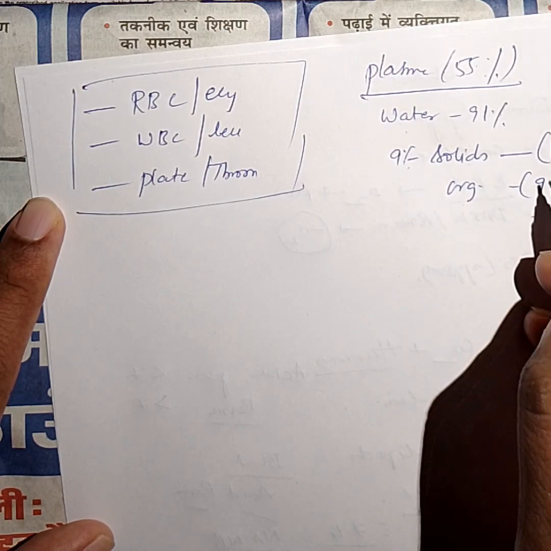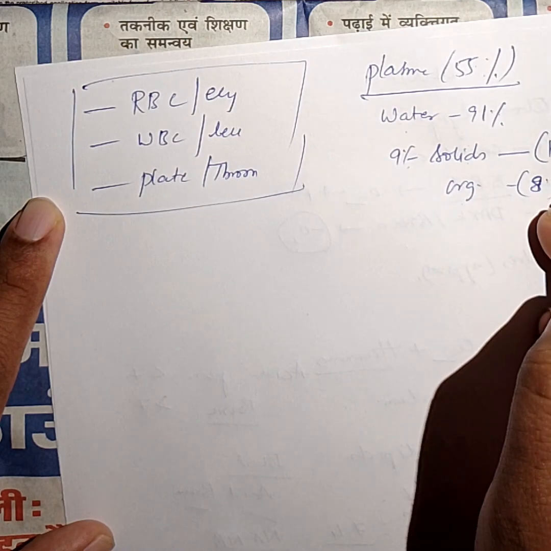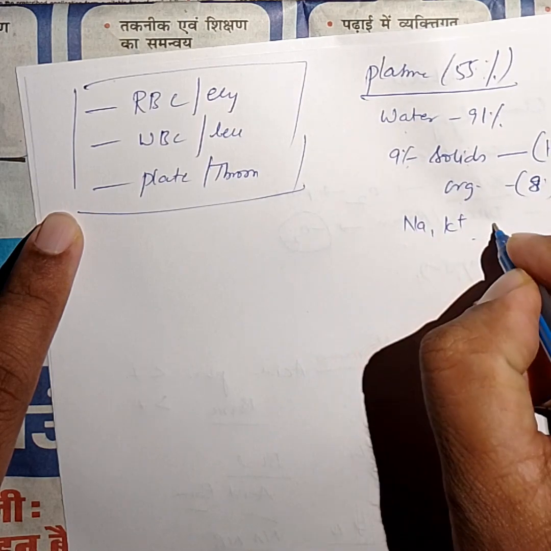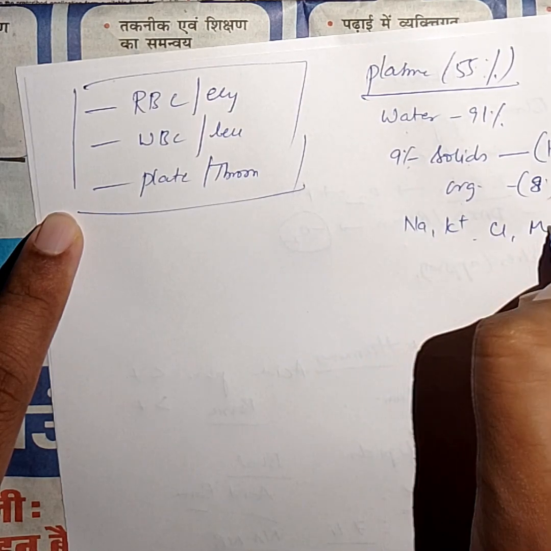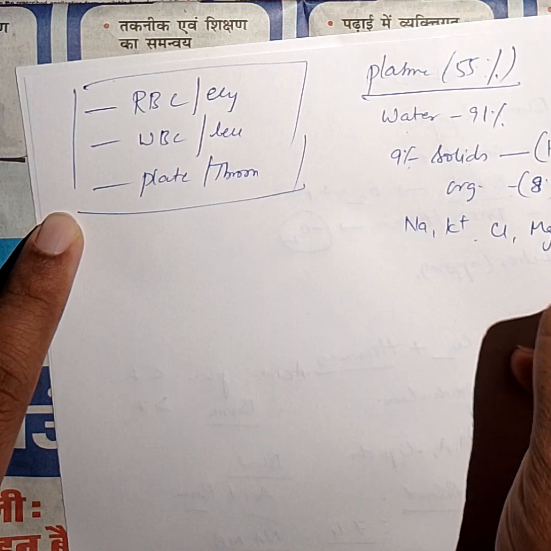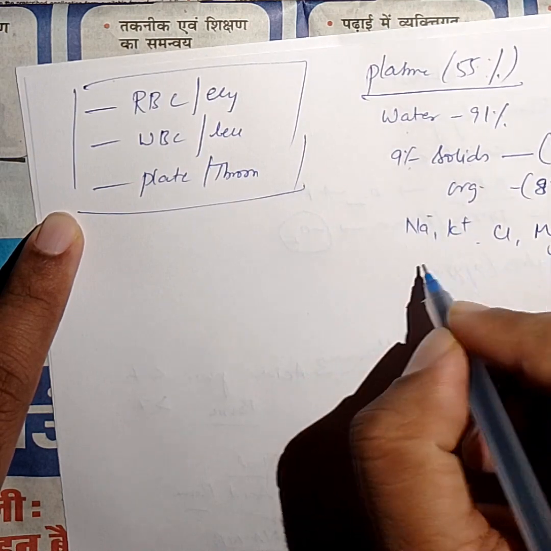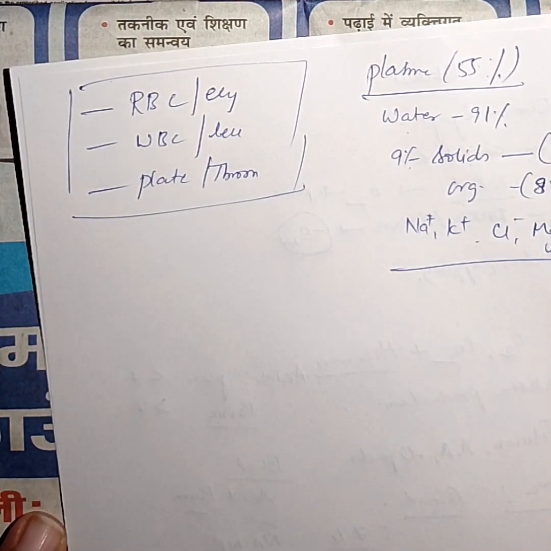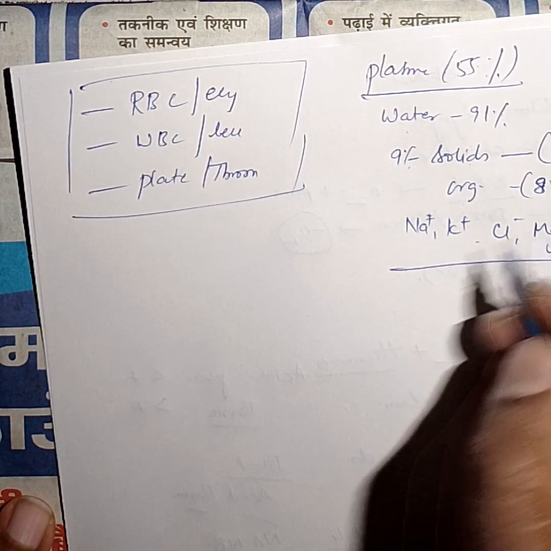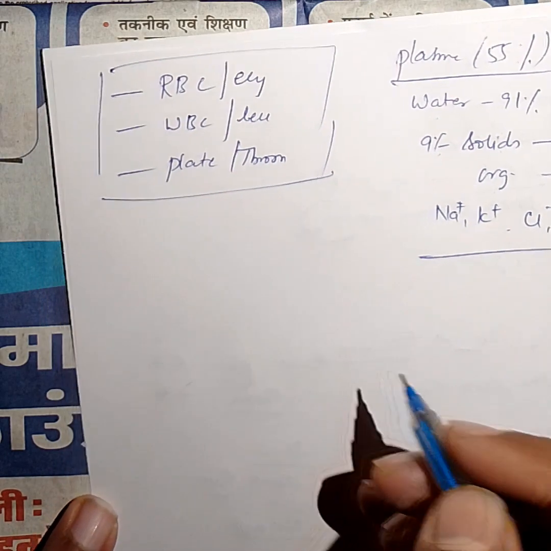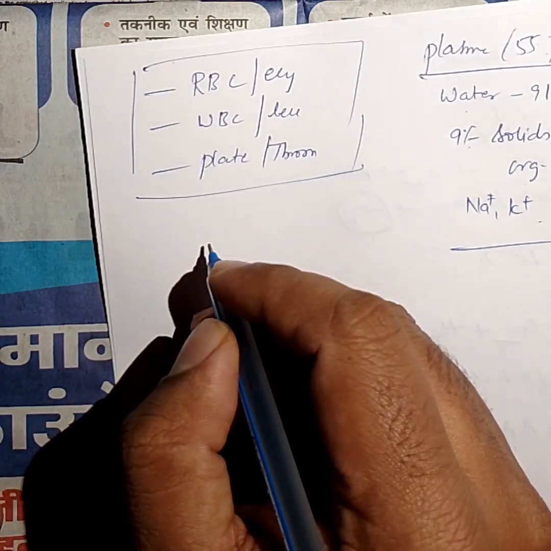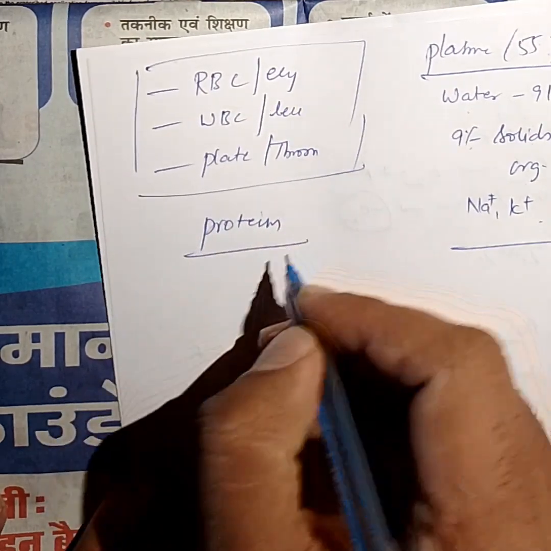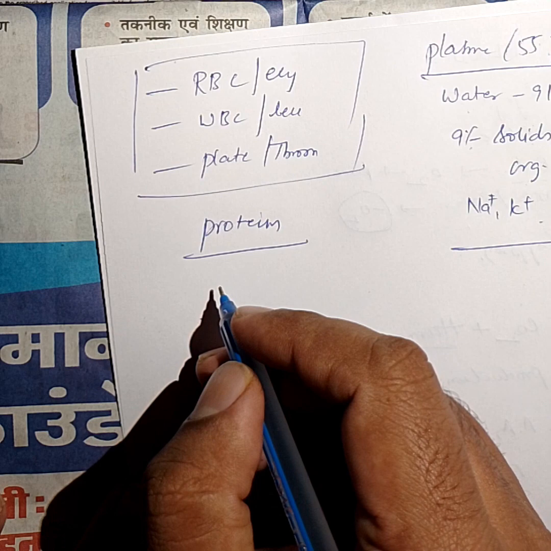In this organic we can see, this is 8%. In this organic we can see sodium, potassium, chloride, magnesium, phosphorus. All these are the organic contents, which constitute about 8% of the plasma. Okay. Now we come to the plasma proteins. See, the proteins include globulin and albumin.